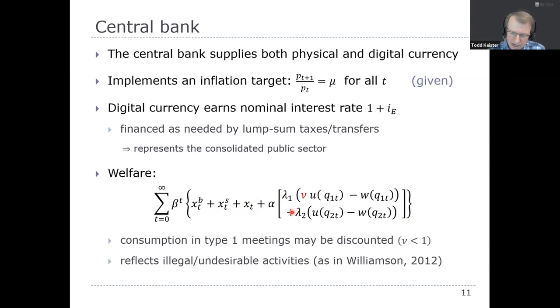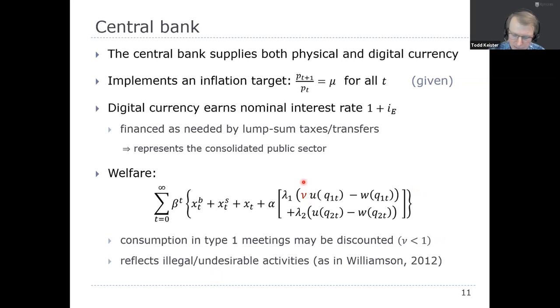The one thing that's not completely standard here that we borrow from Williamson is we allow for the possibility that the policymaker discounts the value of consumption in type 1 meetings. So this parameter nu could be 1, that would be normal, or it could be less than 1, that would be discounting these meetings. And the idea here is just that these transactions that take place using cash, it might be the case the policymaker thinks some of those are undesirable. They represent criminal activity, for example. And I think it seems important to at least allow for this possibility when we're talking about introducing a new form of currency that potentially could be used in those meetings.